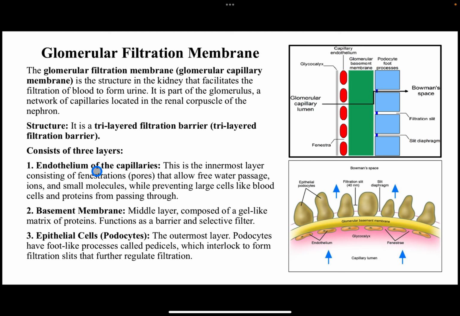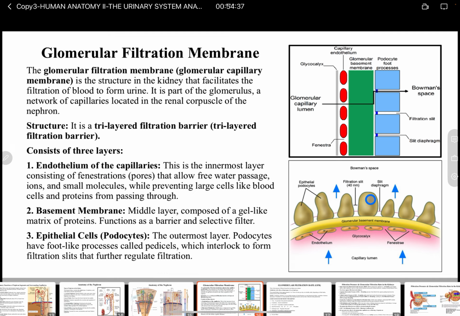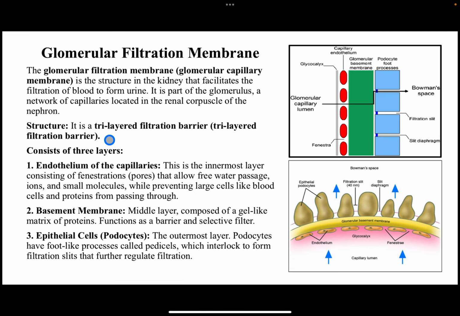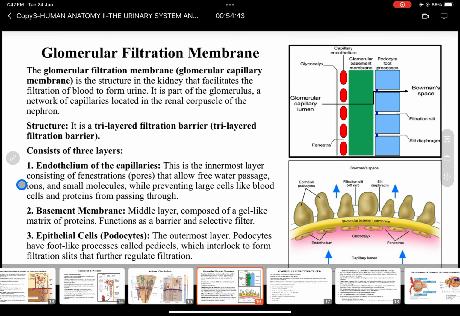So this is what we call the glomerular filtration membrane. Anytime you hear glomerular filtration membrane, it's the same as the glomerular filtration barrier or glomerular capillary membrane. Or you can also call it the tri-layered filtration barrier. Why is it called tri-layered filtration barrier? Because it is made up of 3 layers.